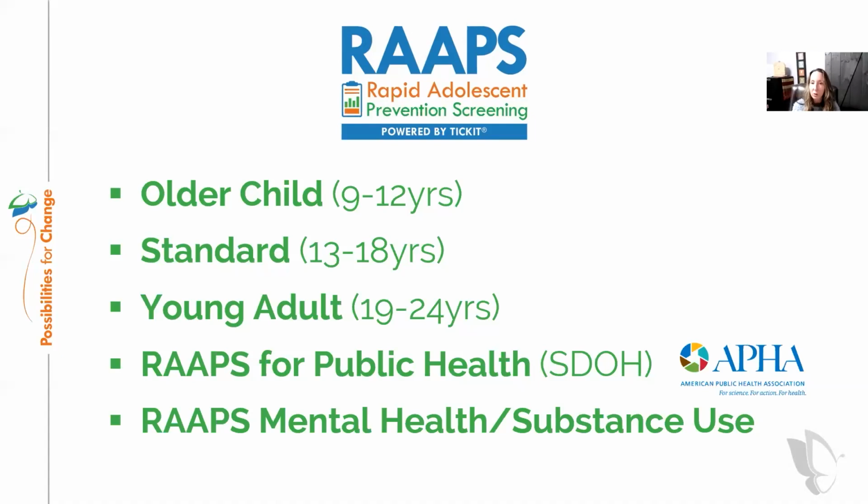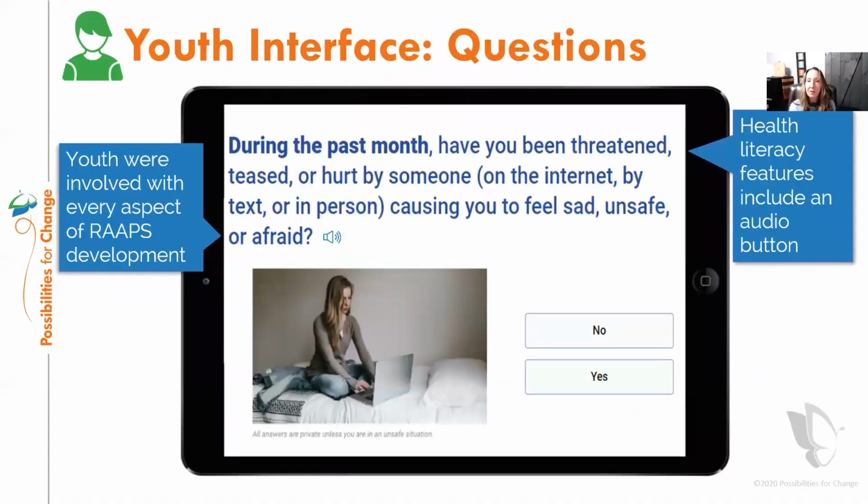And then we have a shortened version that includes just 9 questions with only the mental health, substance use, and protective factor questions included, for those different settings, particularly schools, that are focused on very specific risks and not necessarily the comprehensive view. So this is the look and feel for youth when they complete the RAPS.